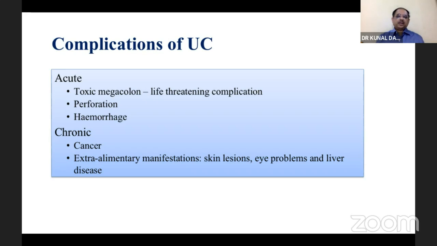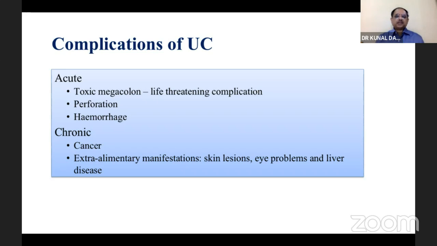The most important is that it can cause colon cancer. The frequency of colon cancer is 20% in 20 years. So we have to be aware of this, and we have to tell our patients accordingly that you should get your colonoscopies every 5 years or so, so that we can look out for any changes suggestive of cancer. There are certain extra intestinal manifestations that are very important, and we must be on the lookout for them.